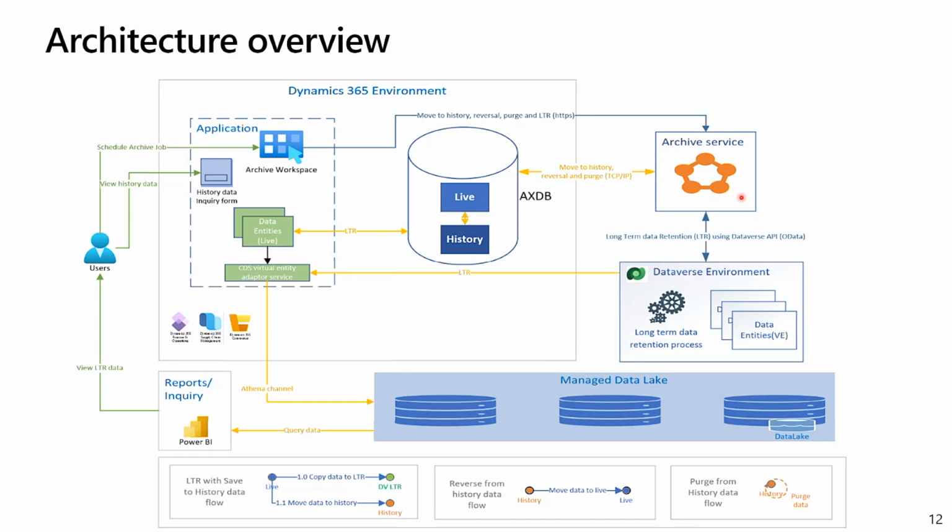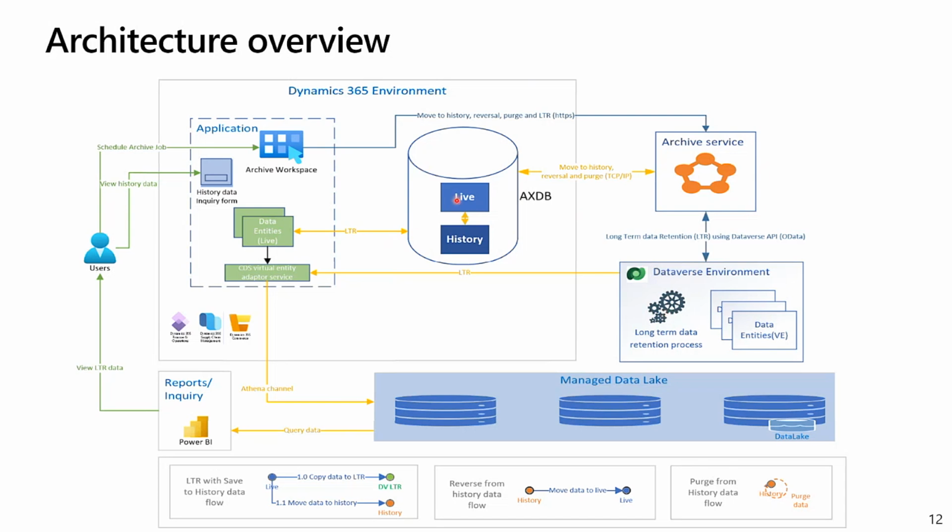This is a microservice-based architecture that will keep in sync with Dynamics 365 Finance and Operations and Dataverse. When the job is scheduled from Finance and Operations using the archive workspace, as an end user you schedule a new job. That schedule triggers the microservice-based architecture, and it schedules a new job in Finance and Operations. That will internally trigger multiple services in the Dataverse environment.